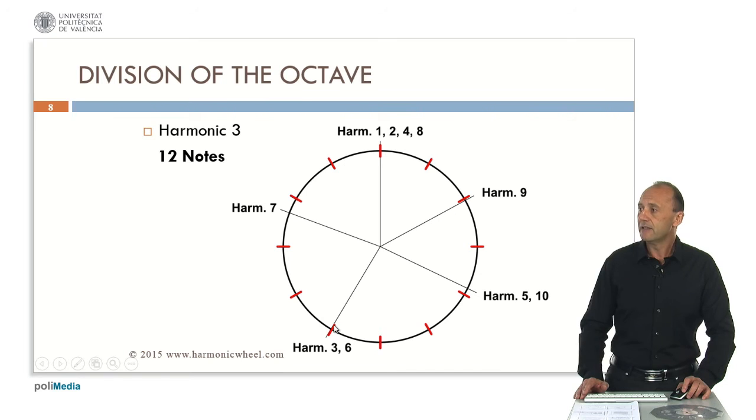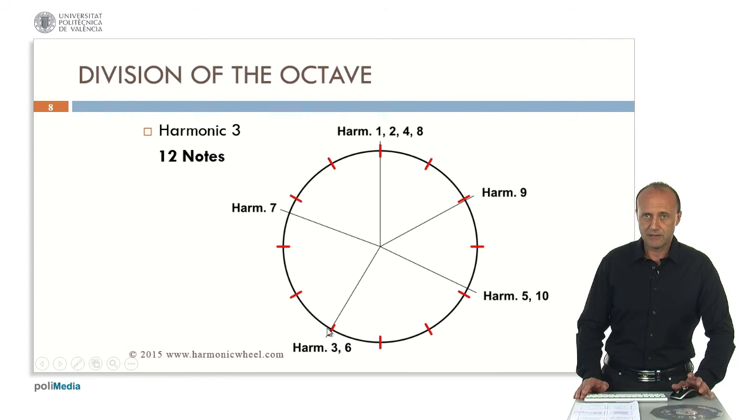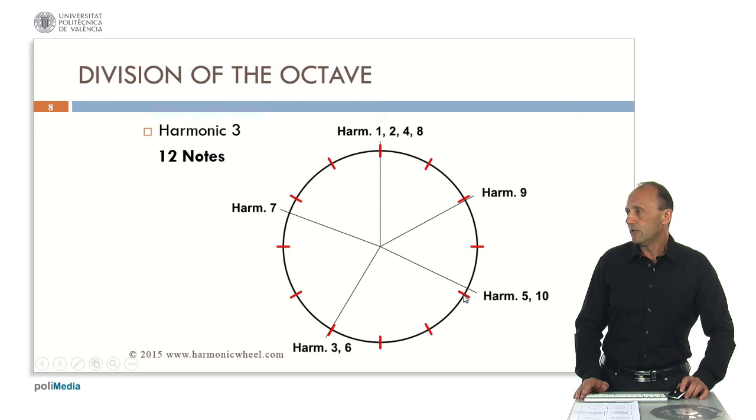We can see that this division is not exactly at the same place of harmonic 3, but it's very near. For example, this division is not at the same place of harmonic 5, but it is near it.